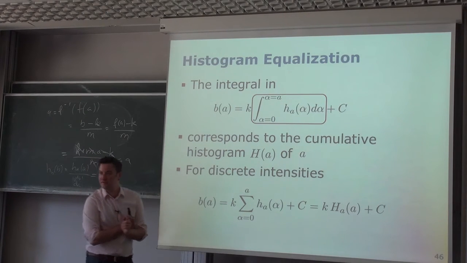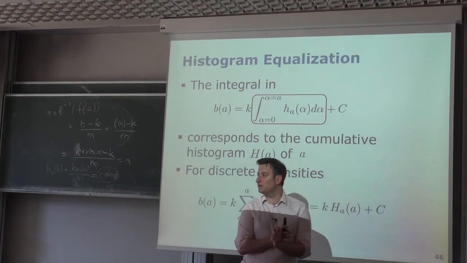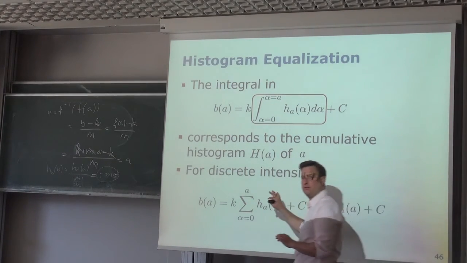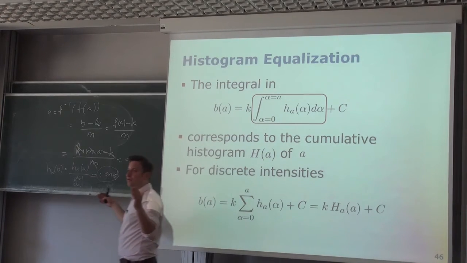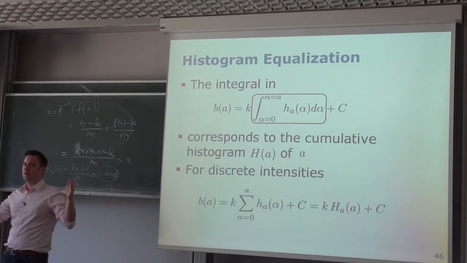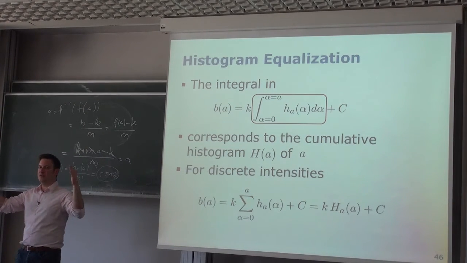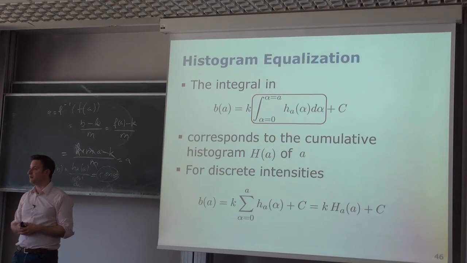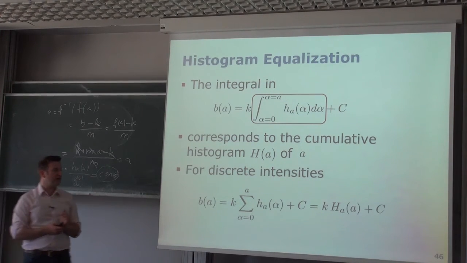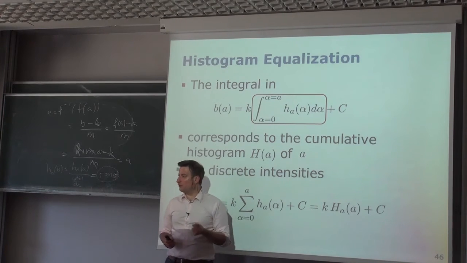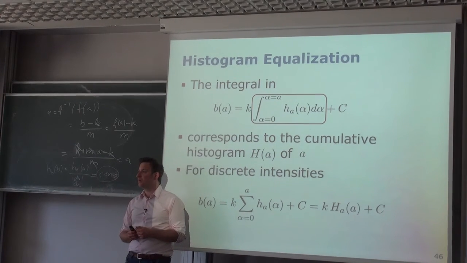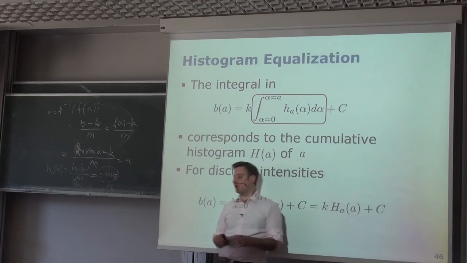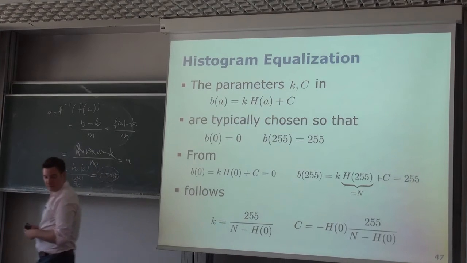I can't deal with intensity values which are smaller than 0, and I can't deal with intensity values that are larger than 255. That's a constraint which I haven't used in here. If I want to have an equal distribution over a certain range of numbers, so far it just said I want to have a uniform distribution, but it didn't specify over which kind of input values, intensity values. What I now can do is say the smallest intensity value should be 0 and the largest intensity value should be 255. And I basically can use those two constraints to set my parameters k and c.